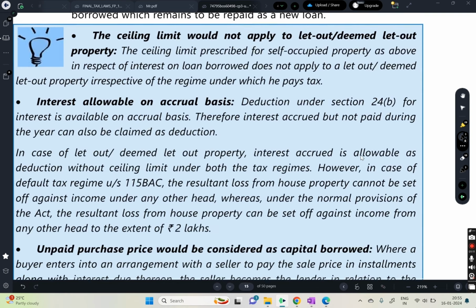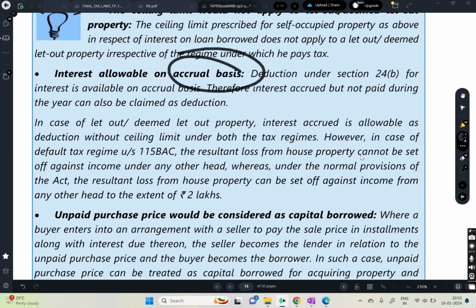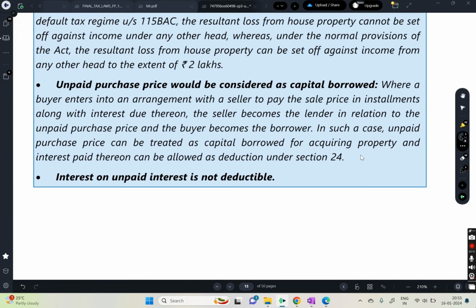Next one. And interest will be allowed on accrual basis. That means it doesn't matter whether you paid it or not, you can claim the deductions. That means even if you did not pay, you're going to pay.